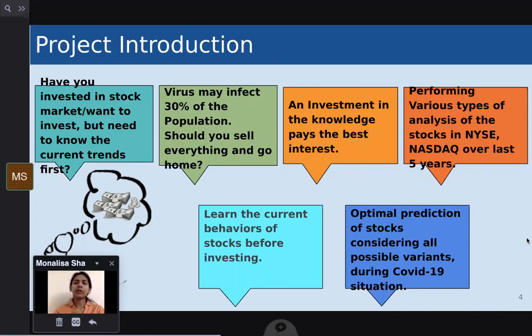So if you have already invested or want to invest, don't panic. We will show you the current trends and behaviors of the stocks of the company that you are interested in, so that you can take wise decisions before you invest. We have considered a crisis like COVID-19 along with the important variables investors should look for before taking any actions, to give you the knowledge, because after all, if you own the knowledge, you will make the best investment.